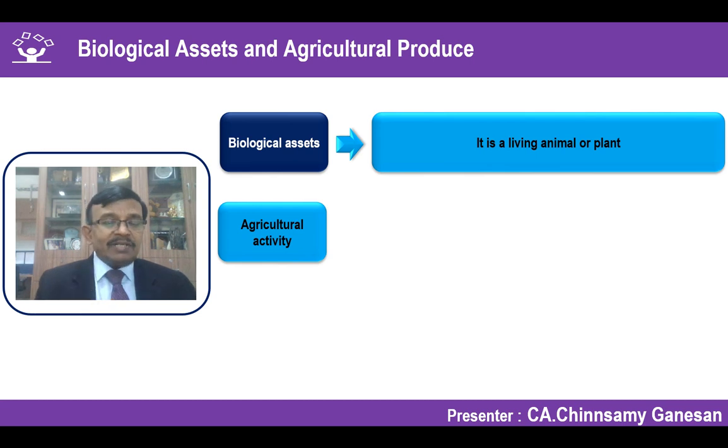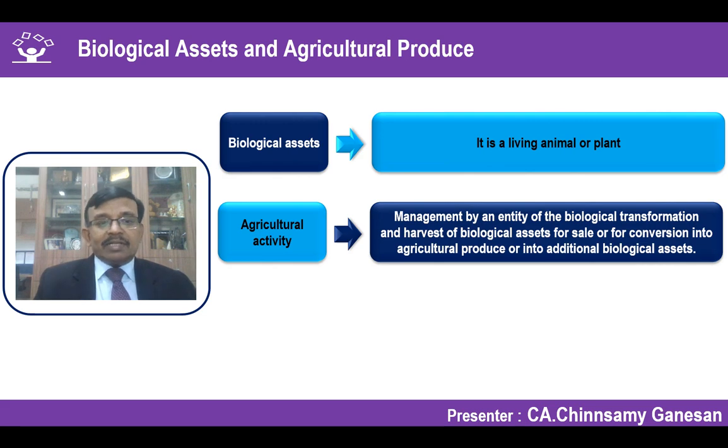What is agricultural activity? This is important. Let me take that example immediately after this. What it says is that it is a management of a biological transformation. Very important point which you have to see. And out of which you are harvesting the biological assets for sale or for conversion into an agricultural produce or into any other biological asset. So let us take this on keywords. What it says, management by an active entity of the biological transformation.